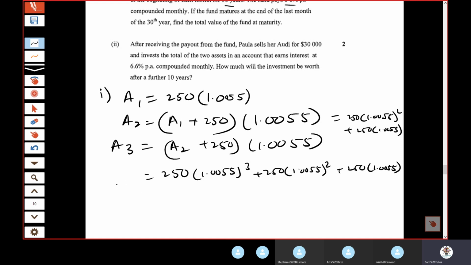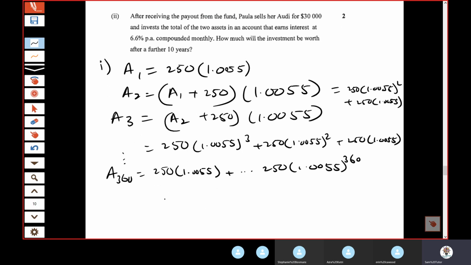Always make it increasing, not decreasing. 30th year, 30 times 12, 360 equals 250 times 1.0055 plus dot dot dot 250 times 1.0055 to the power of 360. What do you want to factorize? It's up to you guys. Just the 250 or the bracket as well? Bracket as well? That's what I would do. But it's up to you.